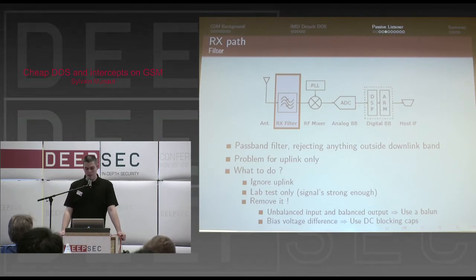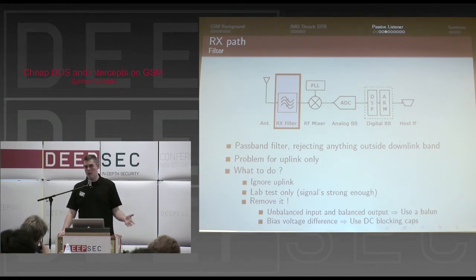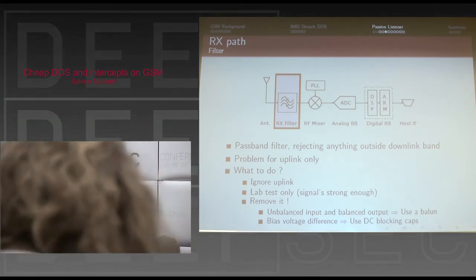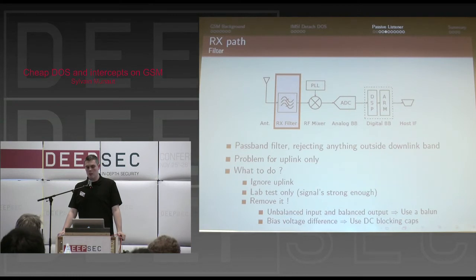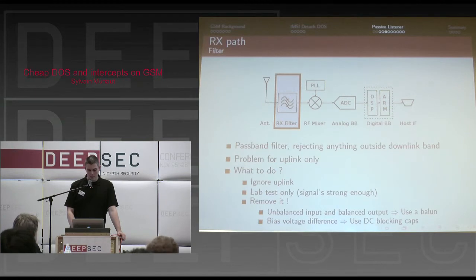And the other problem is bias voltage difference. Basically, the input signal is referenced to the ground, and the output signal is referenced to some internal reference of the preamplifier. So you have to make sure you use capacitors in the path, which again are like 0402, very small. But it works.